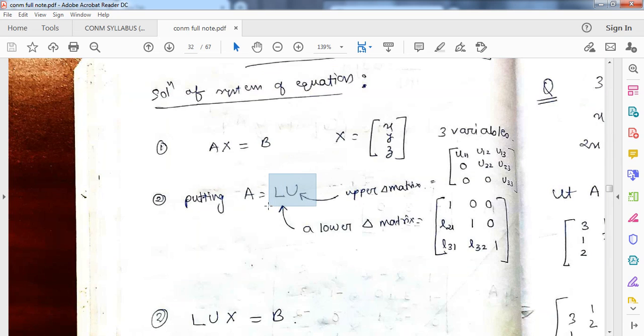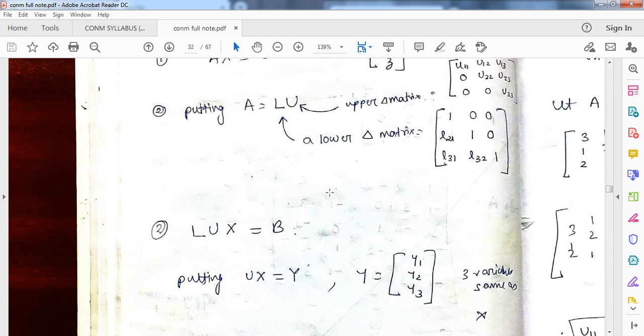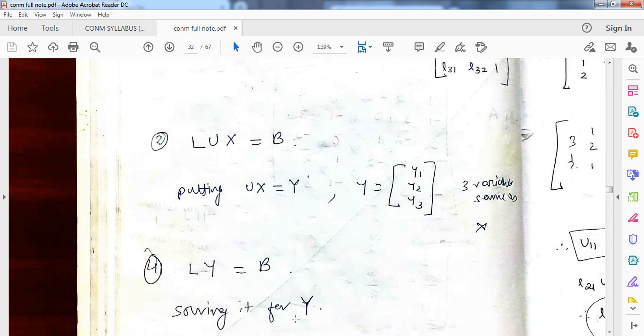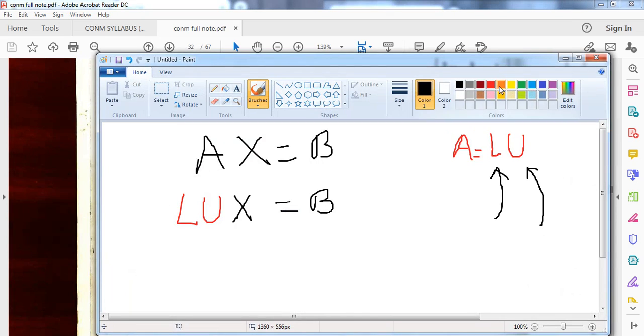L and U. U is my upper triangular matrix; I have values only in the upper triangle, and L is the lower triangular matrix. With the help of this, I'm going to find out what my L and U are. Once I have my L and U, I will consider this UX to be my Y.